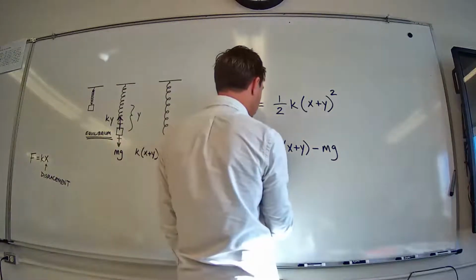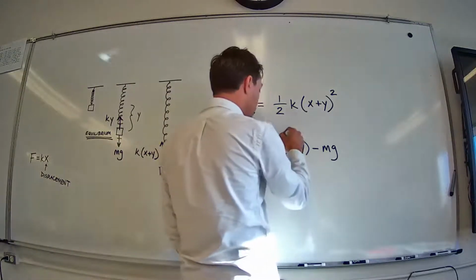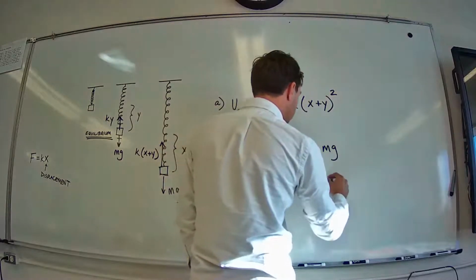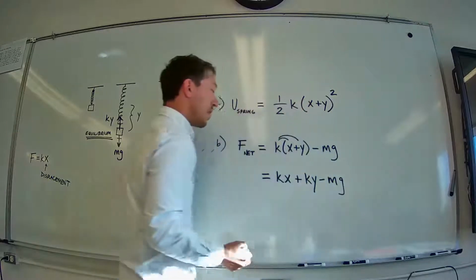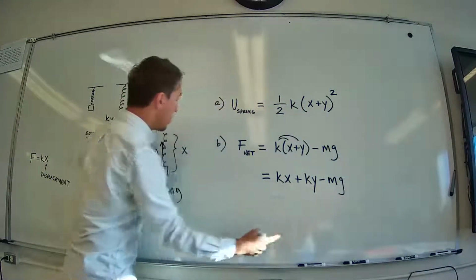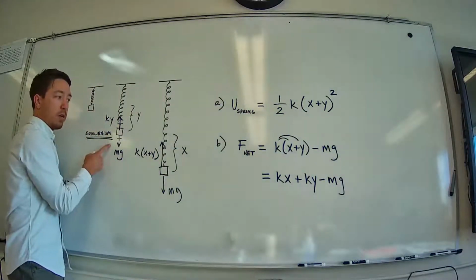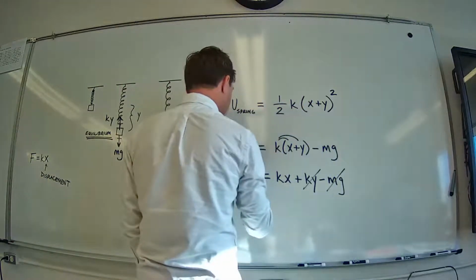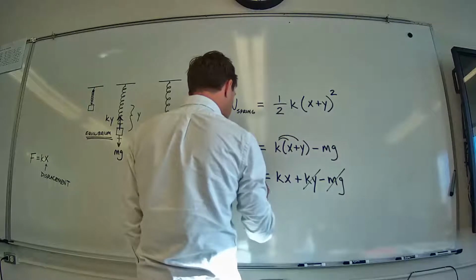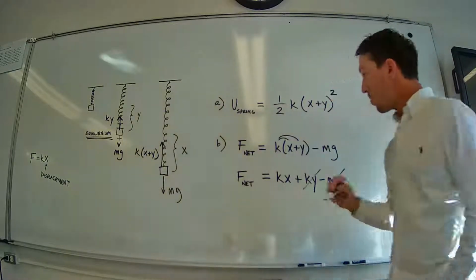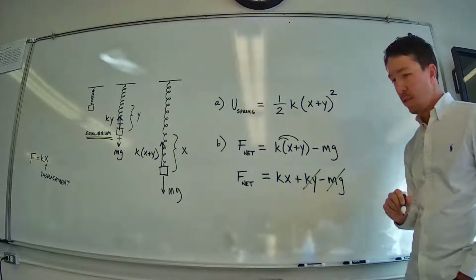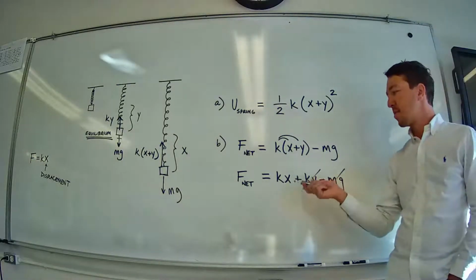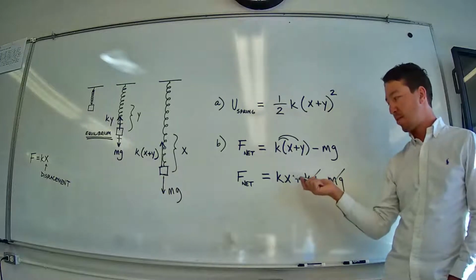So therefore, over here, if I distribute this, kx plus ky minus mg, wait a second, this term and this term are the same size. So they cancel out, and we get this really nice result, which is... So what does that tell us? This is a big result here.